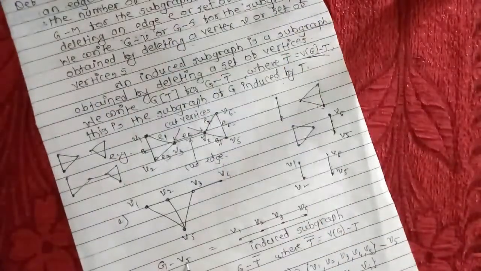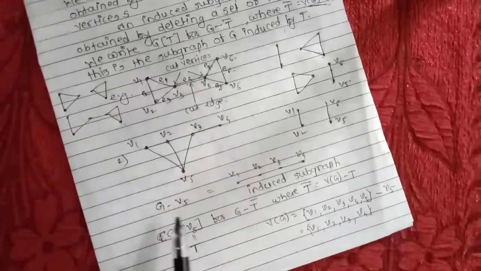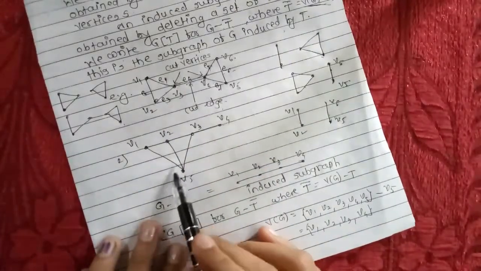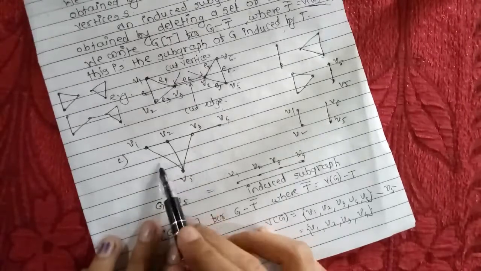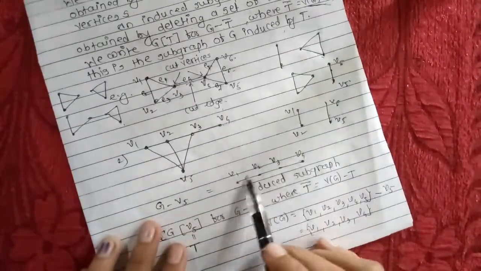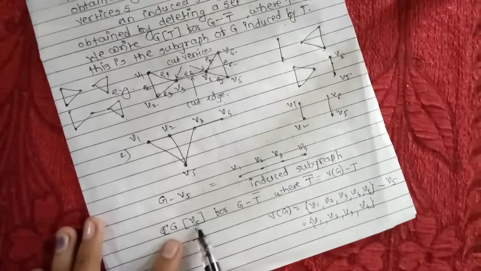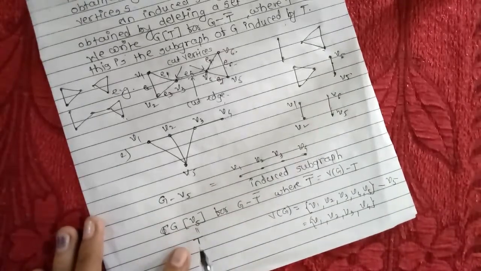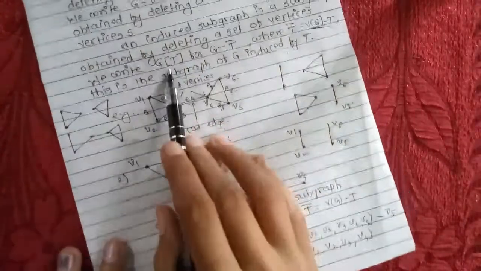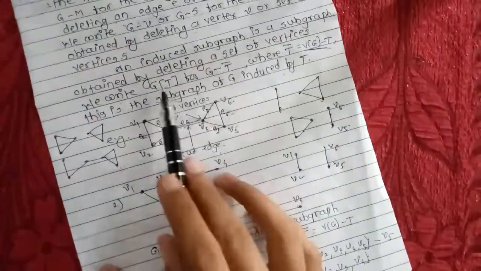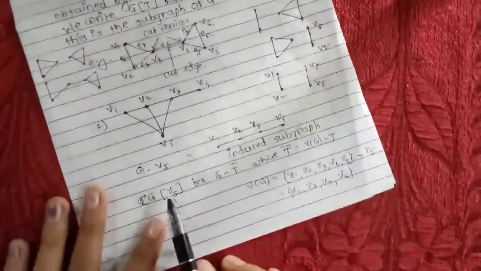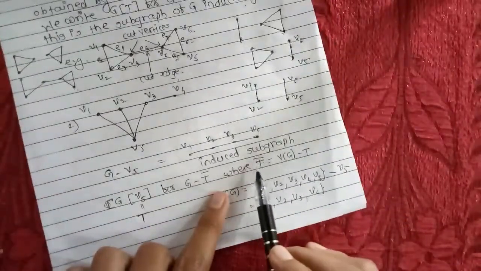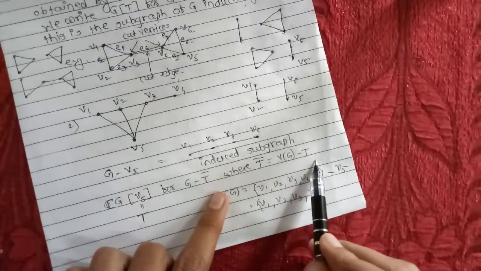Here G minus V means G minus V5, right? We delete this vertex, then these three edges will also be deleted, and we get this graph. Then this graph is G of T for G minus T bar. Here V5 is T, right? Here G of T means we delete the vertex T, right? Here T is equal to V5 for G minus T bar. Here T bar is the vertex set of G minus T.